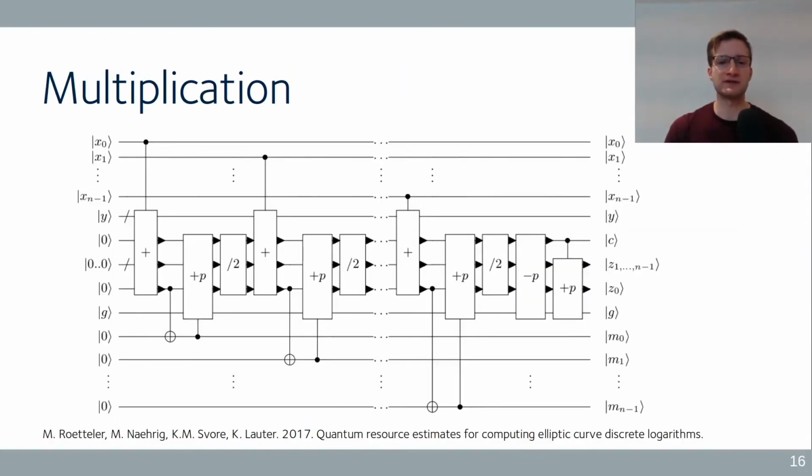So then we can build addition together into multiplication. So this is the multiplication circuit from the RNSL paper. This is a good multiplication circuit, but one thing you'll notice when you look at this is it's a lot of controlled addition. This is sort of the schoolbook method. You use the bits of one integer to control addition of multiples of the other integer.